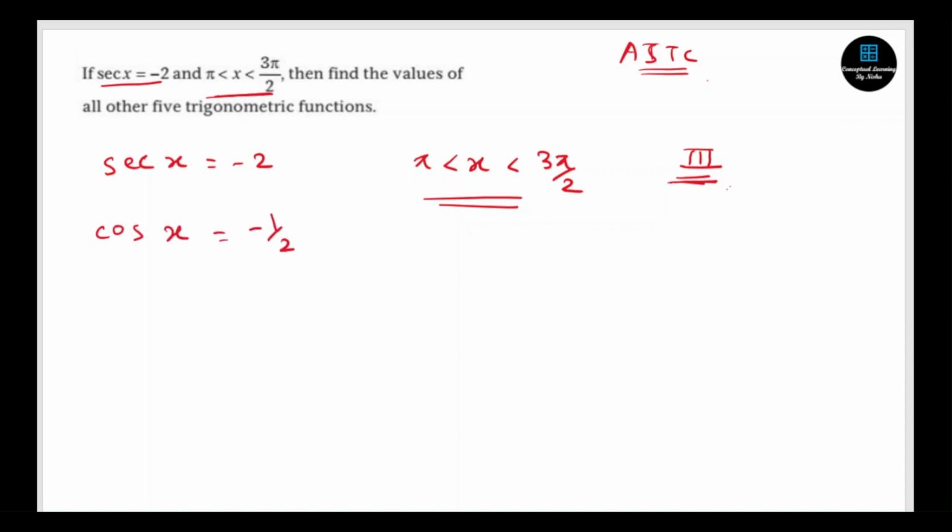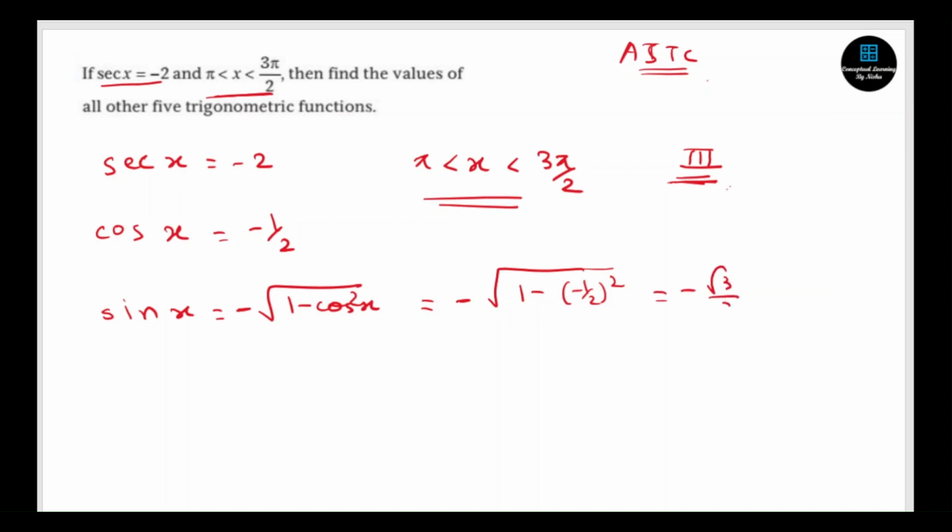-1/2. Correct? Then sin x. Sin x is what? Square root of 1 minus cos square x. And in the third quadrant sine is negative, so I'll put the negative sign. Now I'll find my answer. So minus of 1 minus 1/2 square. So what do we get? If I simplify this, I'll get minus √3 by 2.